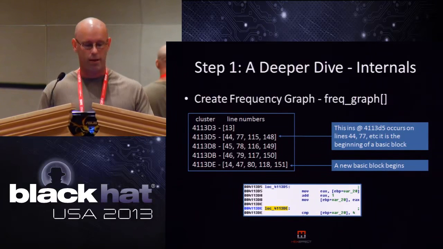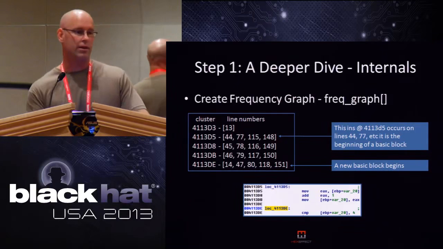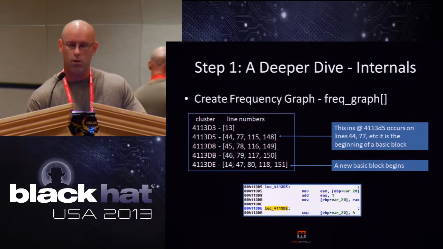So when I created a hash table on all the virtual addresses, okay? What's worth explaining here is, do you see where it says 413D5, D8, DB? Well, look at those line numbers. That is the line number in the run trace. So 44, 77, 115, 148. Again, that's where that exact instruction is executed in the run trace. Of course, D8 and DB follow that, right? But what's interesting is look at DE. It also has sequential numbers, except it starts with a 14.